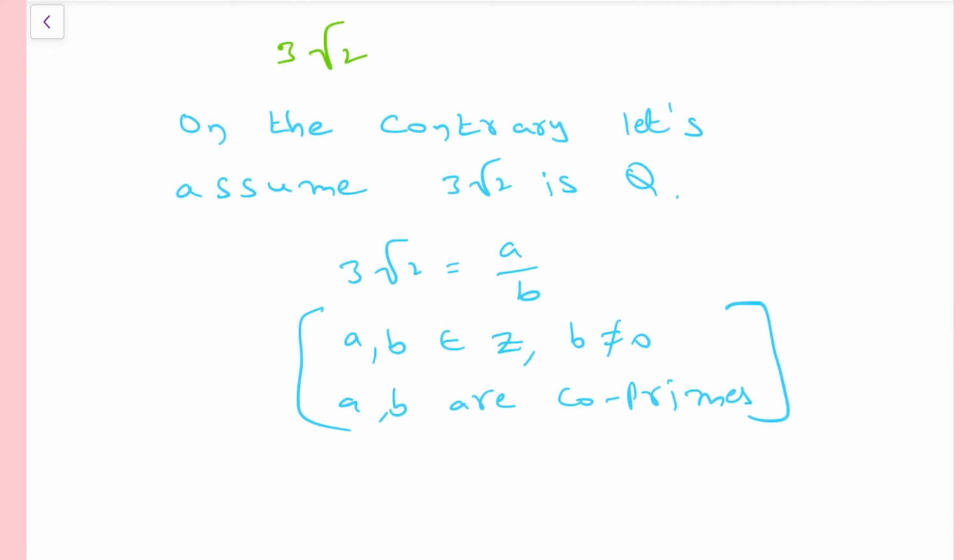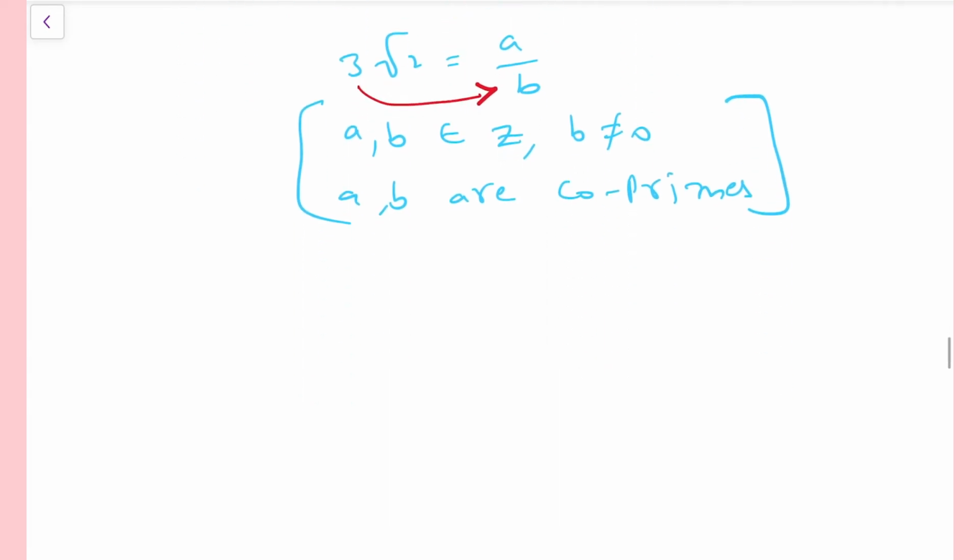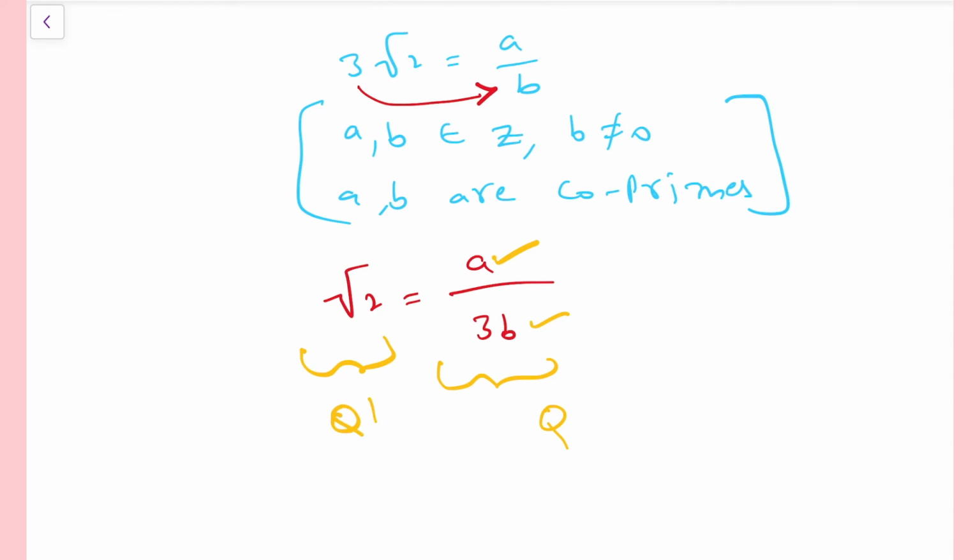Now, I am taking this 3 to the right side. Root 2 equals a divided by 3b. Now, already according to the condition, a, b both are integers. So whatever integer you substitute in the place of a and b, this right side part is always a rational number only. But on the LHS, root 2 is an irrational number. LHS is not at all equal to RHS.